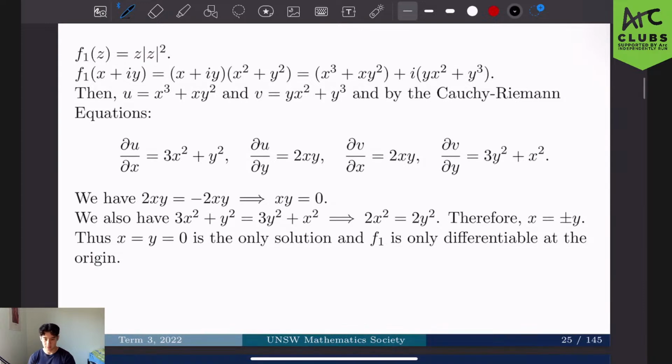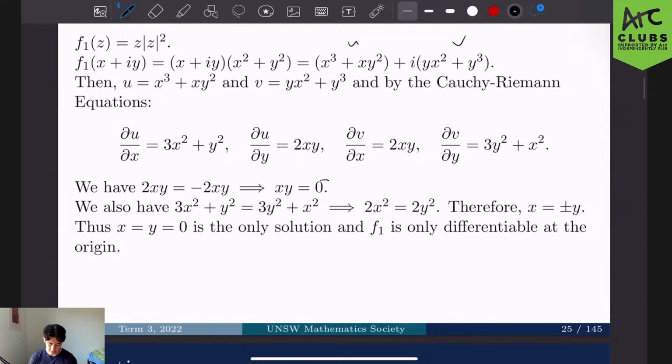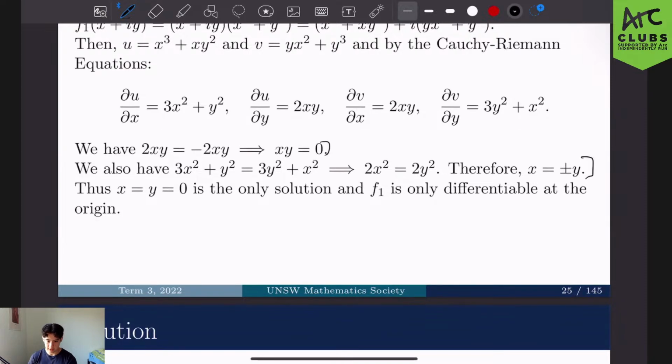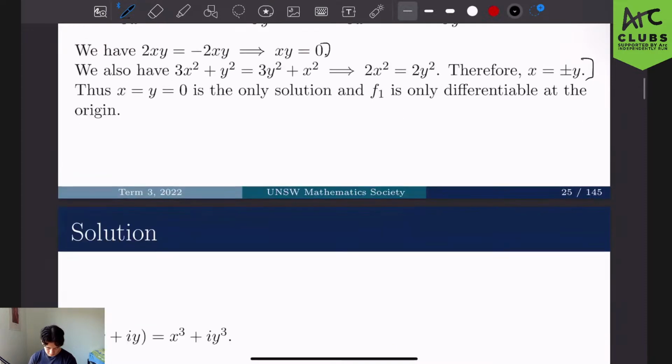So just to recap what we did. We split it up into u and v. We then calculated the partial derivatives. Then we subbed it into the Cauchy-Riemann equations to see where it satisfies the conditions. And we just found the overlap of the two conditions that we found. And therefore, we found out where it is differentiable.